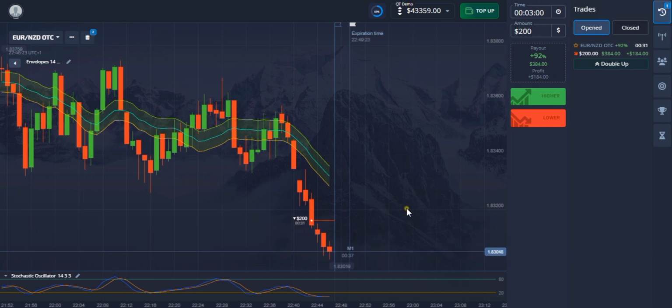All you have to do is just to practice properly on your demo account before applying it on your live account, so as to know how this strategy works perfectly. So this is how to trade this.